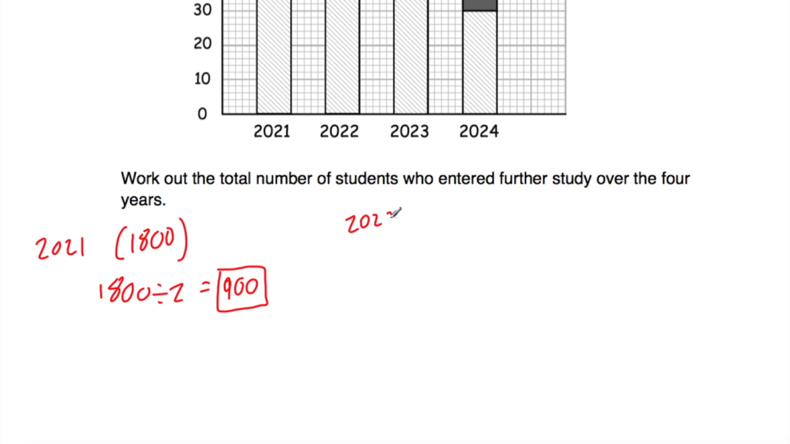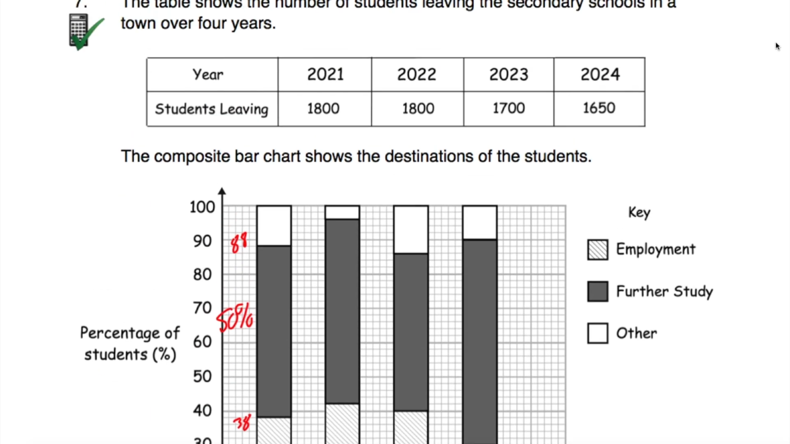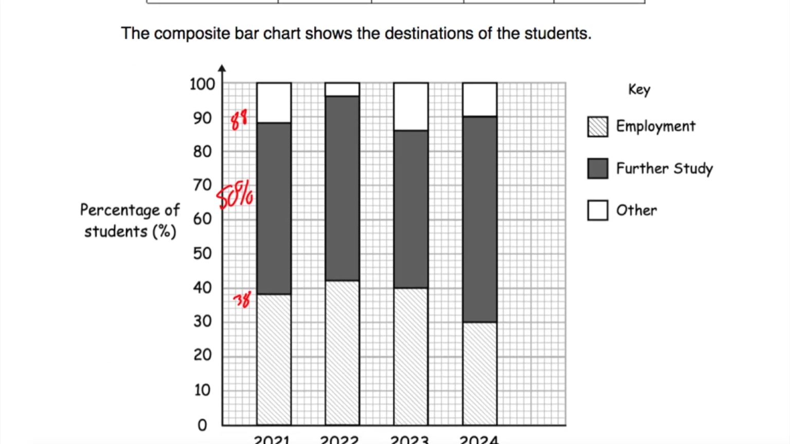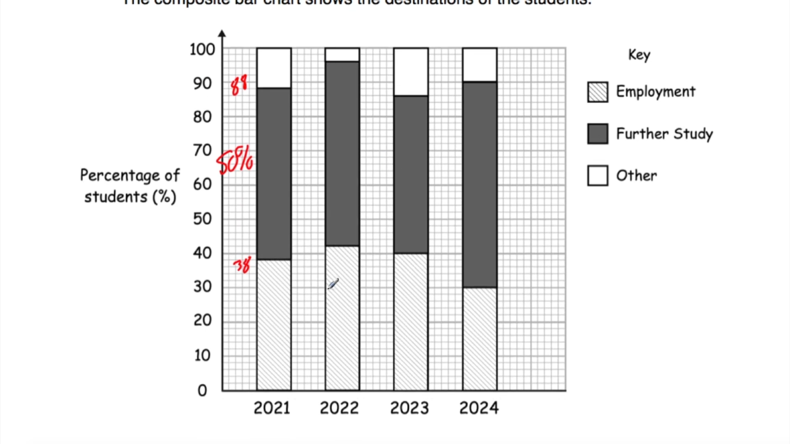Okay, now let's look at 2022. And again, there was 1,800 students, and you can look at the table at the top to see that, 1,800 students. And now let's find the percentage of students that went into further study in 2022.